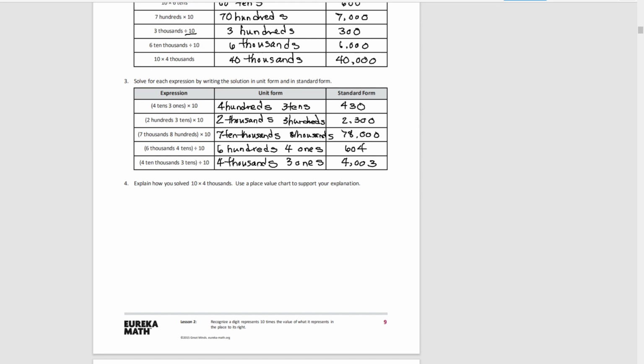So for number 4, you're going to explain how you got 10 times 4,000. So that would be this problem here. So you're going to use a place value chart to explain how you got this answer. So pause the video and try that. Okay, let's draw our place value chart.